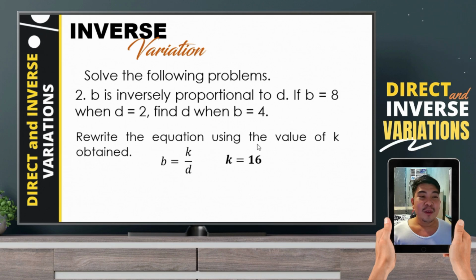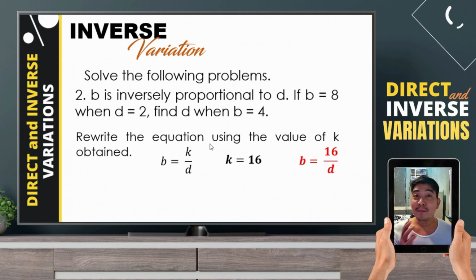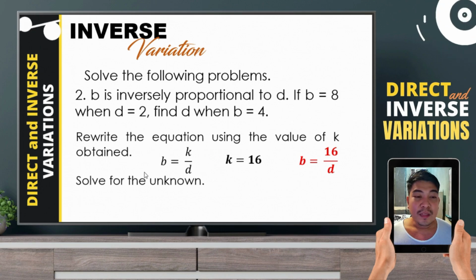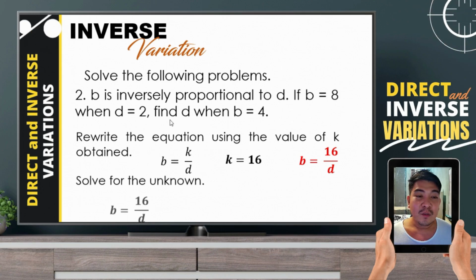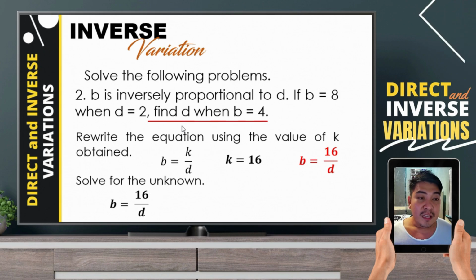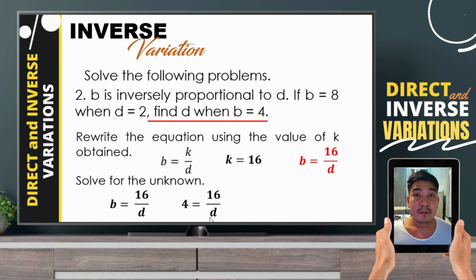So next, we write the equation using the value of k obtained. So this is our original translation, and the value of k that we've got a while ago, we just need to substitute the value of k, which is 16. So that will be b is equal to 16 over d. Then, we need to solve for the unknown. So we need to find d when b is equal to 4. So b is given and b is equal to 4. We just need to substitute. That will be 4 is equal to 16 divided by d.